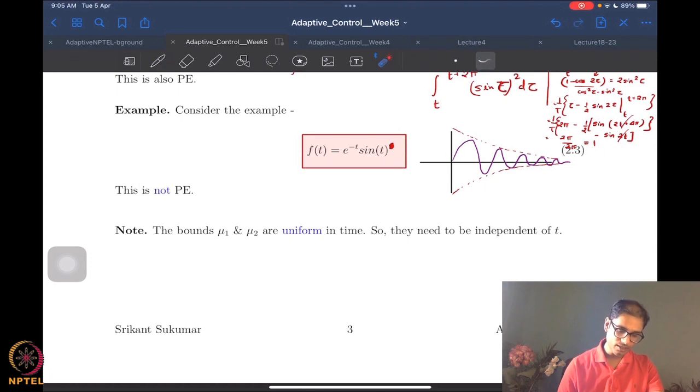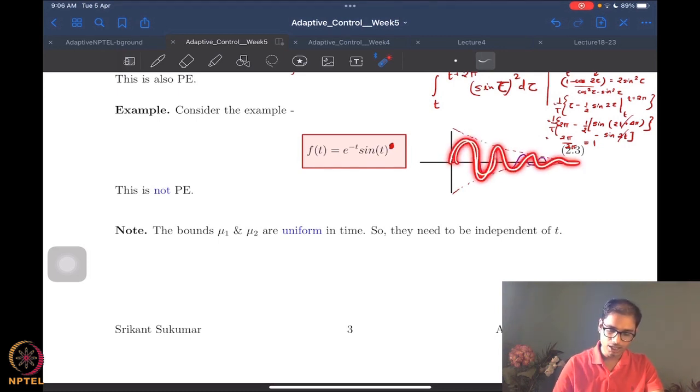Now, this kind of a signal is not persistently exciting. I'm not actually computing the integral itself. I would leave it to you folks to try to compute this. But this is not going to be persistently exciting. Why? Because this is decaying, and especially exponentially.